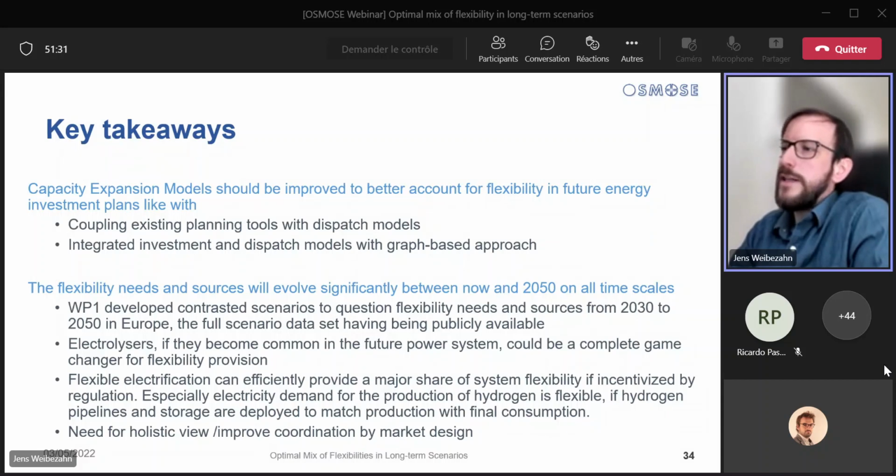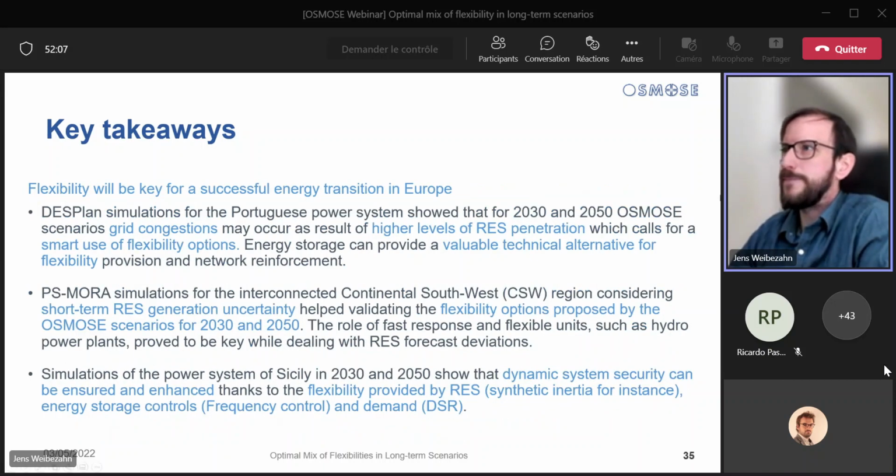And especially the electricity demand for the hydrogen production, just as the mentioned electrolyzers from before, is very flexible if the hydrogen pipelines and storage will be deployed to match the production with the final consumption. Overall, we have to say that we obviously need a holistic view, and we need to have improved coordination by the market design. The topic of market design, as I said, is addressed in OSMOSE 2 in work package 2, and there will be another webinar on that tomorrow. So please sign up for that if you are interested in further details.